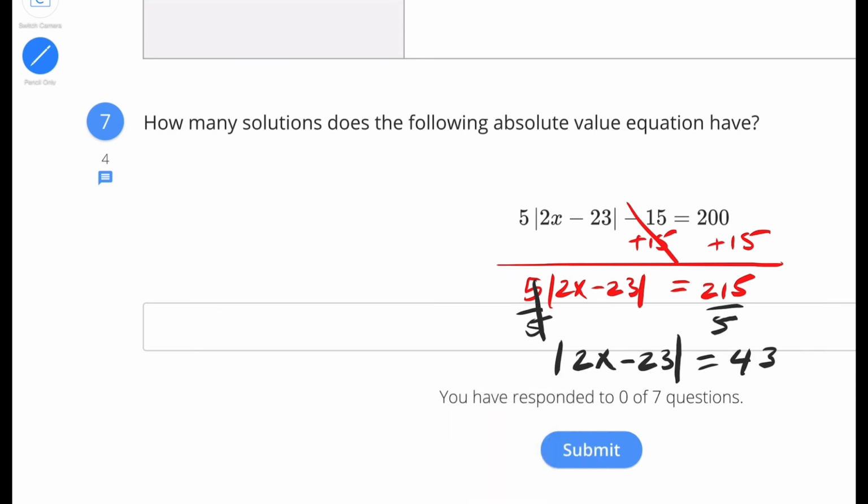So here it is. We have an absolute value of something equals a positive number, which means you have two solutions. Okay? All right? Since that's positive, it's two solutions. If this is a negative, then it's no solution. If this is a 0, then you have one solution. All right?